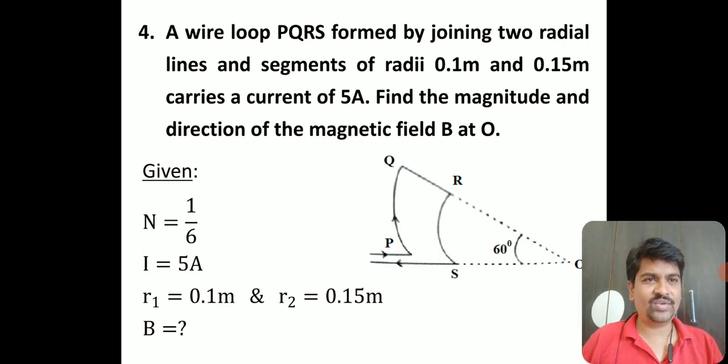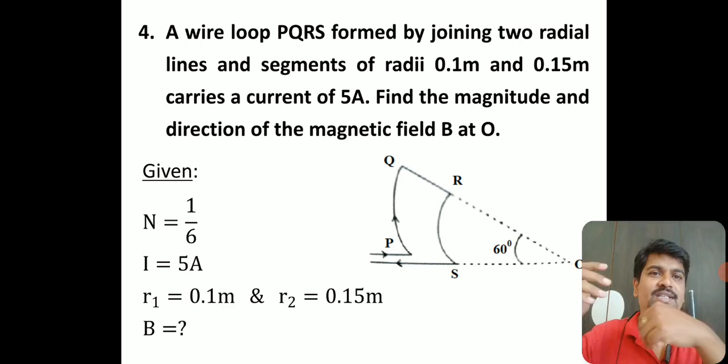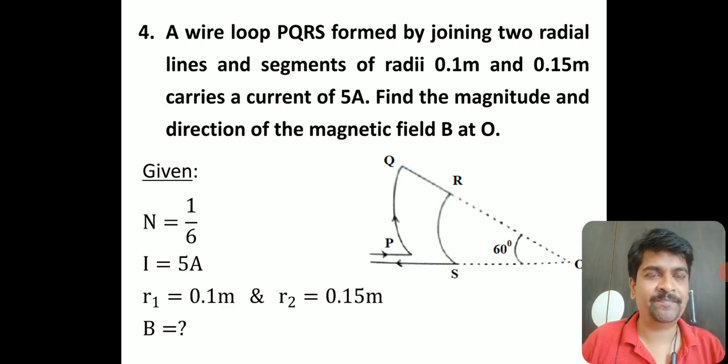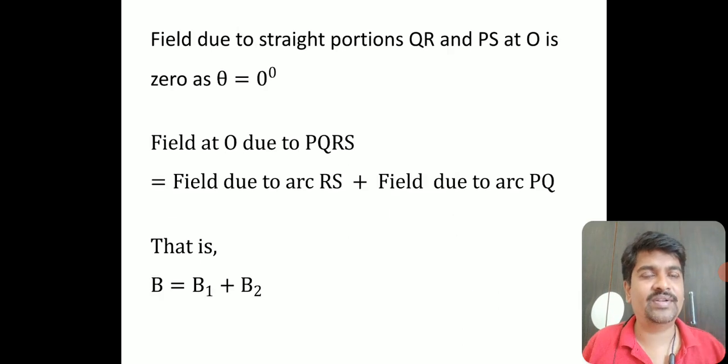This is a quite interesting problem. The number of turns is given as 1 by 6, and the current flowing is 5 amperes. The radius of one segment is 0.1 meter, and the radius of the other segment is 0.15 meter. We'll see what formula we are going to use for this.